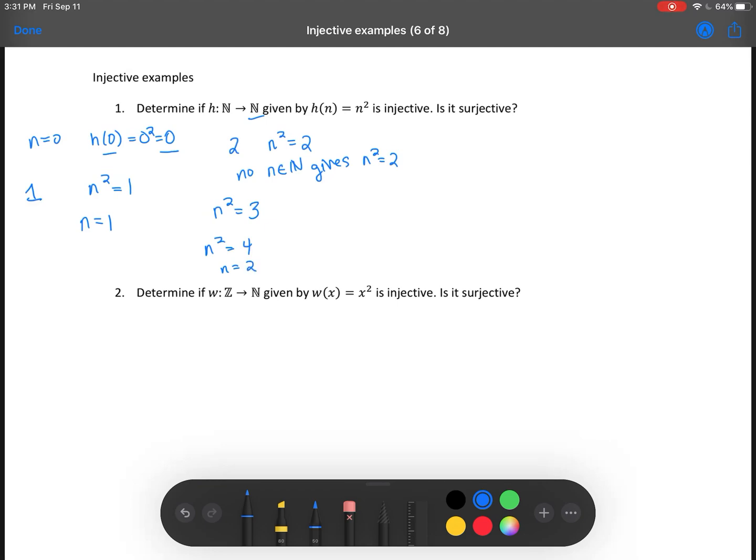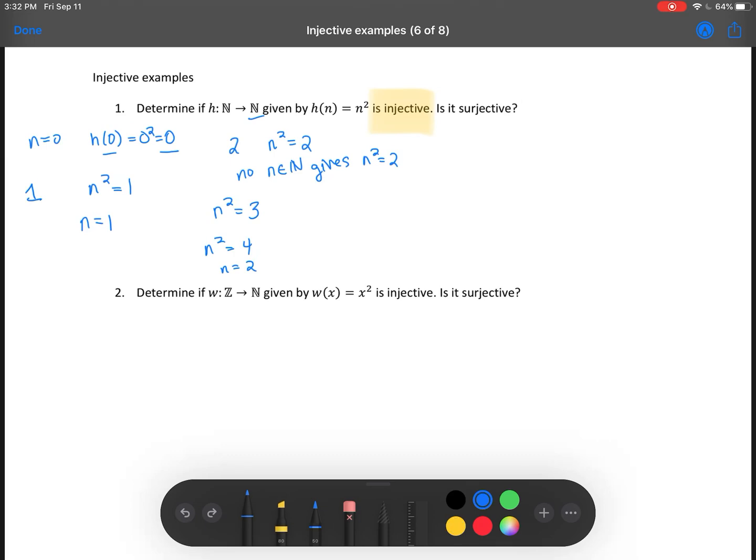So just looking at this handful of examples is making us think that the function might be injective, because in all of these cases, the output values were the image of at most one element from the domain. So 1 was the image of n equals 1, 4 was the image of n equals 2, 0 was the image of n equals 0, and 2 and 3 are not the image of anything, but that's okay. All right, so returning to our question, is it injective, or how do we think about that in the more general case?